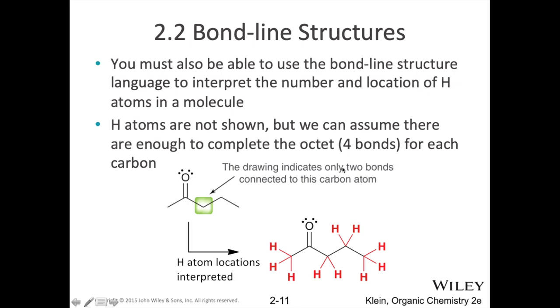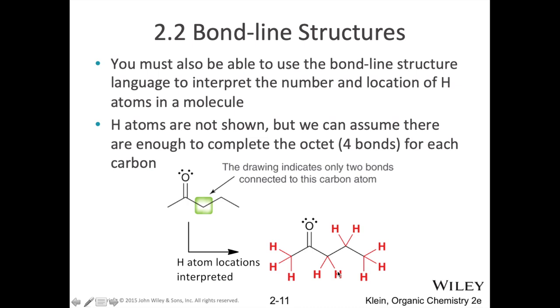Okay, so we practiced that earlier on a previous slide, but again, general rule of thumb: if you have only one bond coming off of your carbon, it must have 3 hydrogens to make up for that. Okay, if there are 2 bonds coming off your carbon, there must be 2 hydrogens to make up for that.